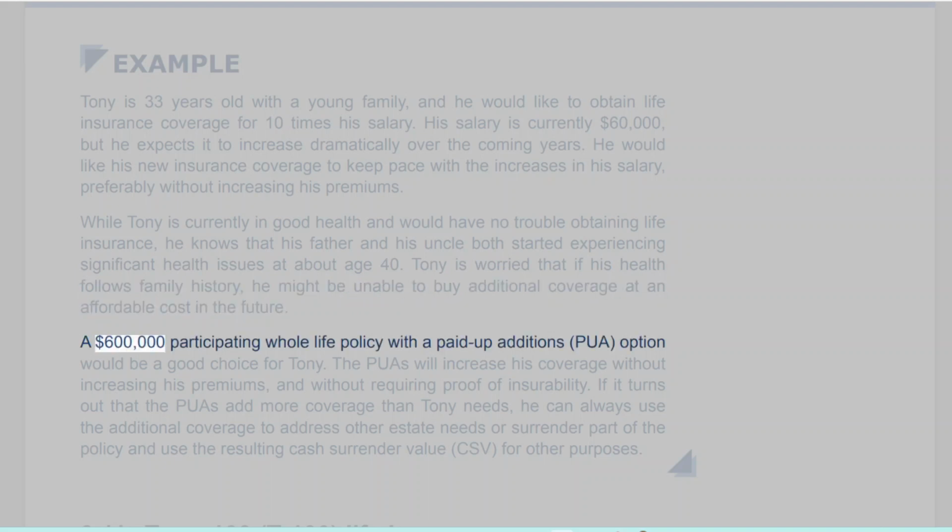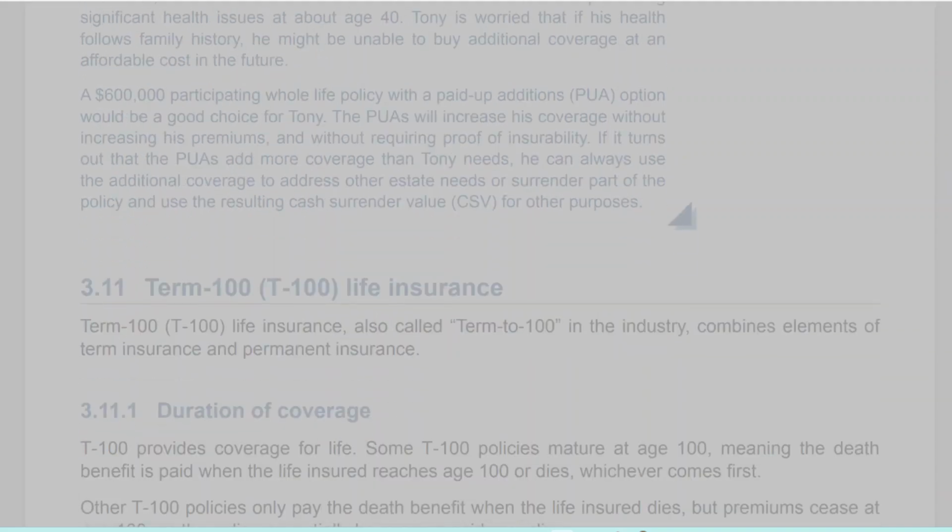A $600,000 participating whole life policy with a paid-up additions (PUA) option would be a good choice for Tony. The PUAs will increase his coverage without increasing his premiums, and without requiring proof of insurability. If it turns out that the PUAs add more coverage than Tony needs, he can always use the additional coverage to address other estate needs or surrender part of the policy and use the resulting cash surrender value, CSV, for other purposes.